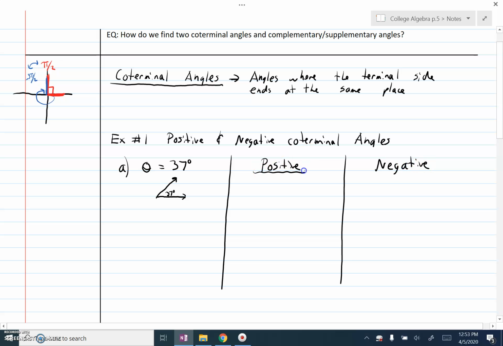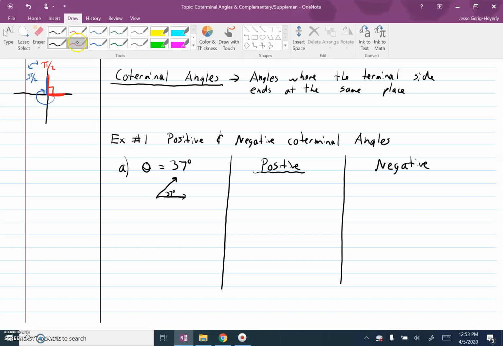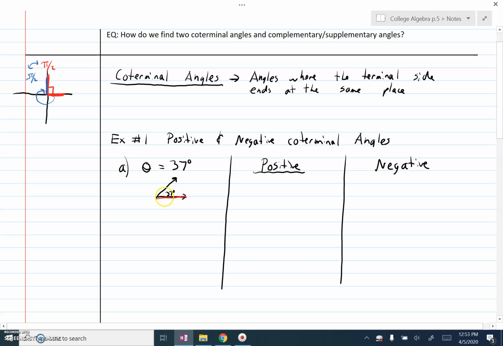So for the positive one, what's another way to end at the exact same spot? Which means I have to start here. I have to go in the positive direction, which is this way. So 37 ends there, but no other number right there. I'd have to go all the way around and then back to 37. All the way around would be 360. So I know it goes all the way around plus an additional 37. So another angle that stops at the exact same spot would be 397 degrees. That would be a positive one that ends at the exact same spot.